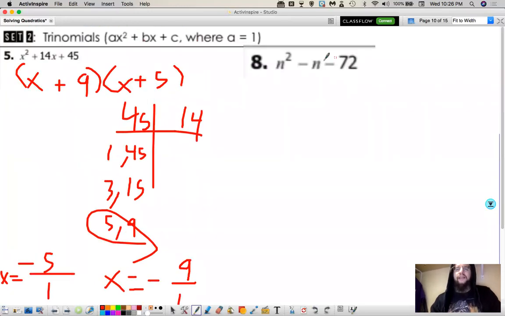Now this is a negative. That means my factors have to be opposite signs, because to get a negative, I need positive times negative. I can't do negative times negative, that gives me a positive still.